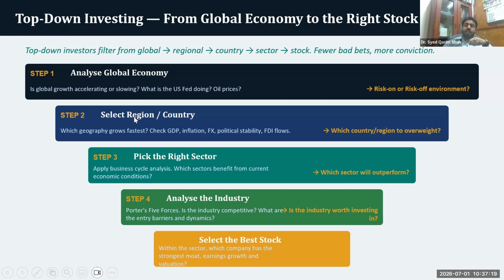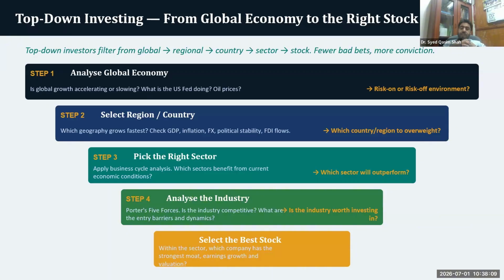Once you have selected the region or even country, now you will select the right sector. Which sector is doing well? We talked in the previous slide about sectors on the basis of the business cycle or economic conditions. Which sector will outperform, that we have seen. If you remember, we talked about sector rotation in the last slide: if it is the peak, what do we need to do; if we are in contractionary stages, what do we need to invest in; if it is the growth stage, what is the best sector that can outperform. So we need to pick the right sector.